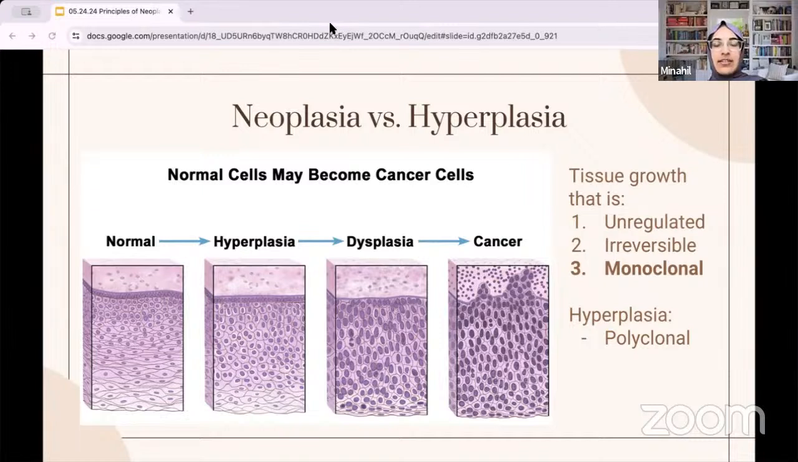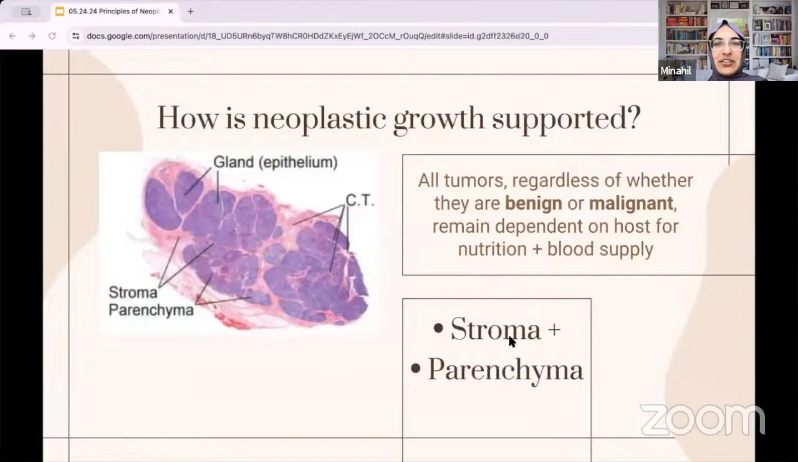Yes, so I did want to make a distinction that dysplasia does not always mean that it's cancerous or that it's neoplasia. Dysplasia is different from neoplasia. So thank you very much, Dr. Chima. I appreciate it. So now I want to talk a little bit more about how this growth is supported.